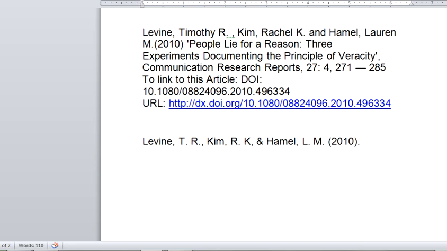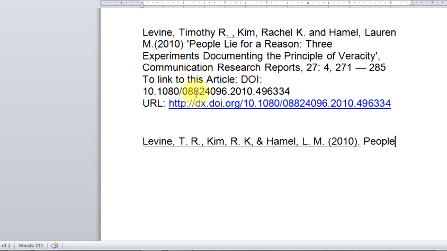Next is the title of the article, and we capitalize this sentence style. So for every title you have, now here we have two titles, a main title and a subtitle. For these two titles, you take each one and you capitalize it as you would a sentence. So the first word is always going to be capitalized. And then within the rest of the title, any proper name needs to be capitalized. So here we're going to have people.